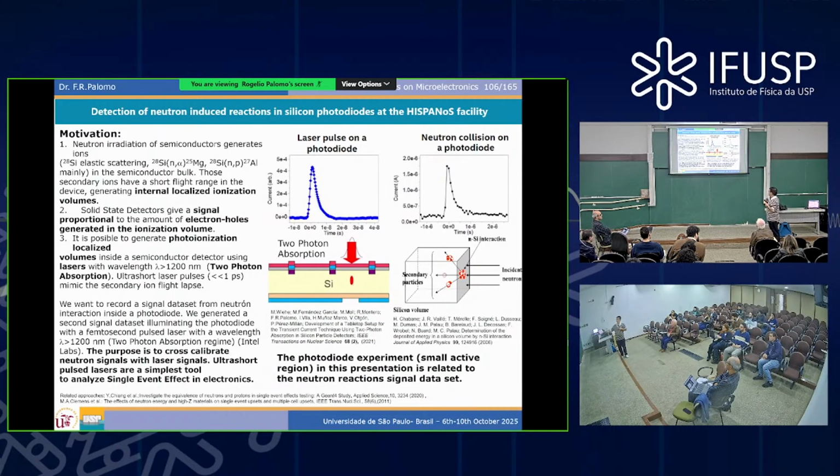So the point was to choose a small active region photodiode with 20 micrometers of thickness, a commercial one, but very, very thin, just to get a calibration to compare with real circuits, real FinFETs in the lab.